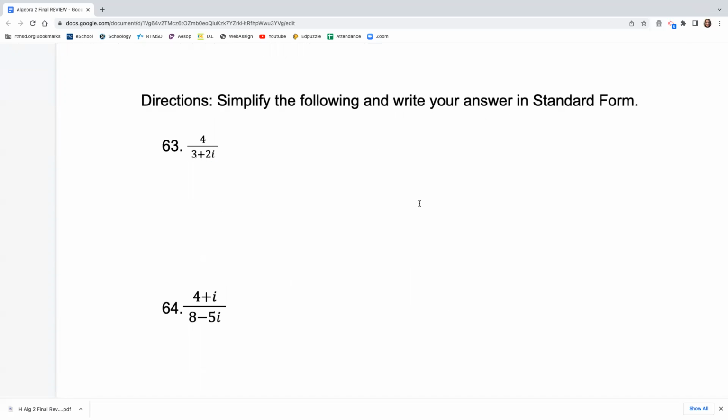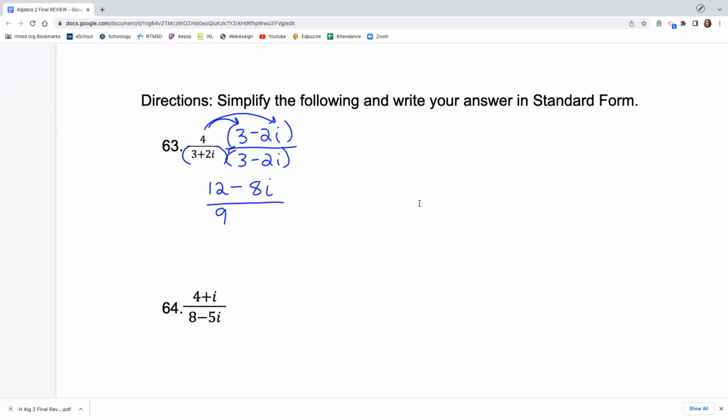Because there's two terms here, not one single term, you have to multiply everything by the conjugate. The conjugate of 3 plus 2i is 3 minus 2i. We multiply the numerator and the denominator by that conjugate. We distribute up top. 4 times 3 is 12. 4 times -2i is -8i. Conjugates are cool because you just multiply first and last.